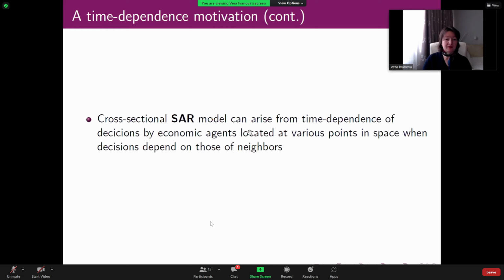That is, the cross-sectional spatial autoregressive model arises from time dependence of decisions by economic agents located at various points in space when decisions depend on those of neighbors. So we can explain the story when the house prices depend on characteristics of houses. Also, the house prices depend on house prices of neighbors as of the previous time period.